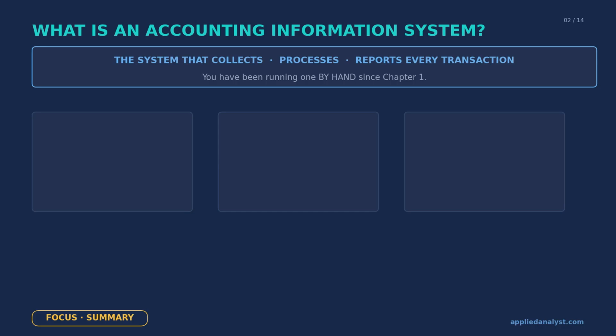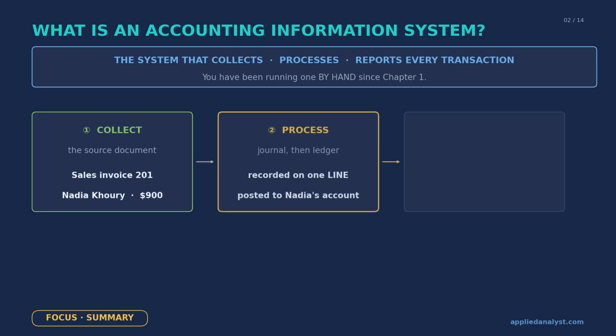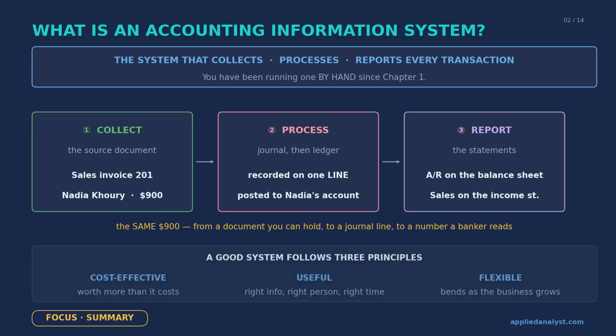Watch a single sale travel through it. Collect. Nadia buys $900 of goods on account and a source document is born. Invoice 201, the proof. Process. We record that sale on one line in a journal, then post it to Nadia's own account. Report. That same $900 shows up as accounts receivable on the balance sheet and as sales on the income statement. 1 sale, 3 stops. And a good system follows 3 principles. It is worth more than it costs. It gets the right information to the right person at the right time, and it bends as the business grows.